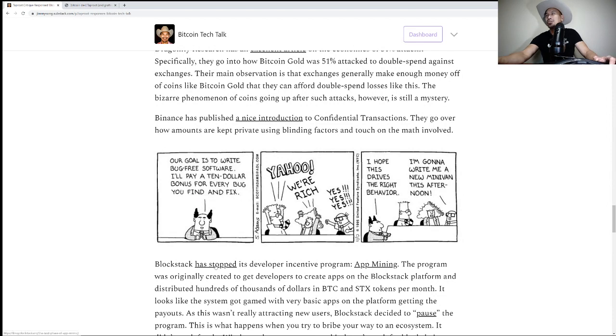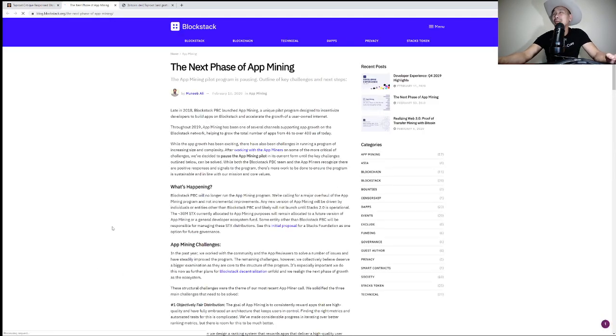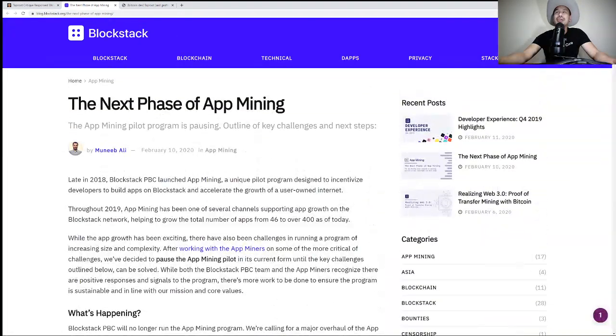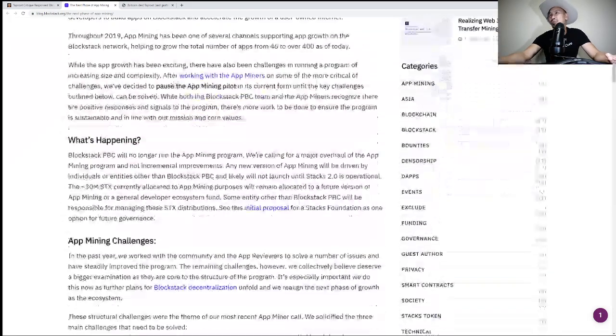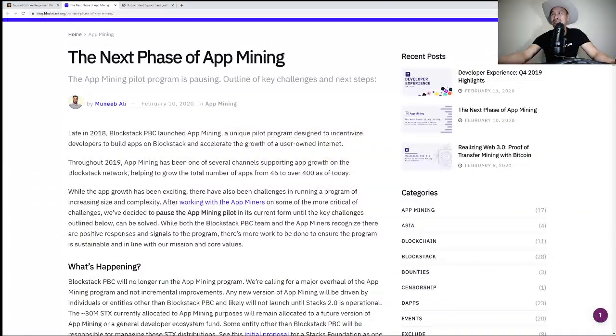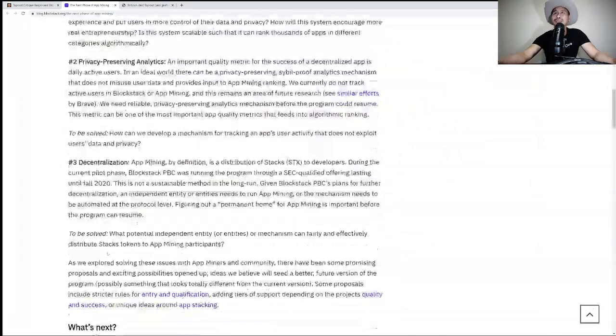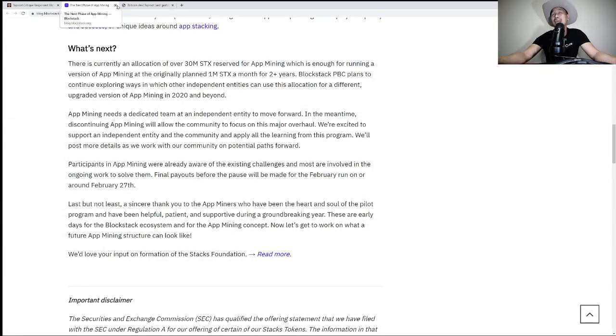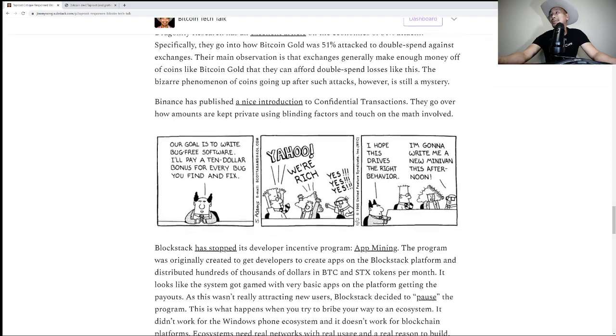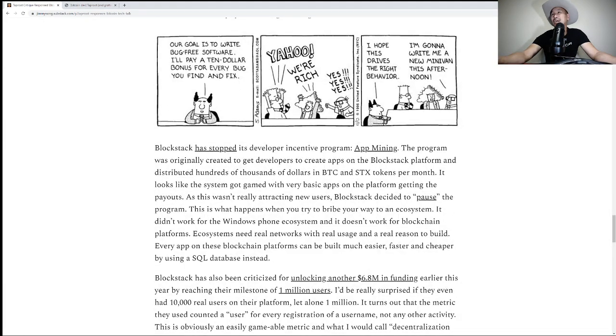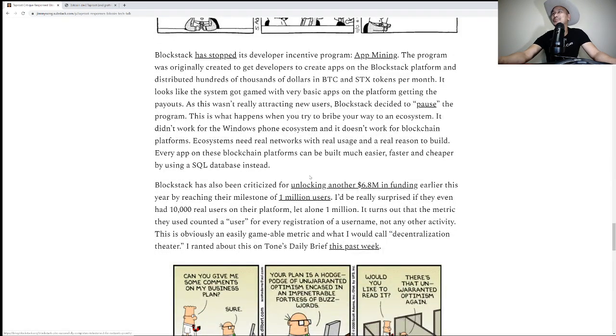So Blockstack, I talked about this on Tone Show, but they basically stopped their app subsidy program. They were giving out hundreds of thousands of dollars every month in Bitcoin and their native token in order to get app developers to create apps on their platform. Essentially, they got gamed, and a lot of these apps were pretty crappy, but they got paid out anyway, so they're stopping the program. And this is what governments or centralized entities tend to do. It's hilarious that they call themselves decentralized.